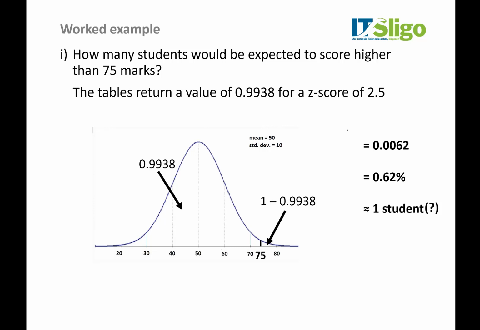So that's the answer to the first one. How many students would be expected to score higher than 75 marks? Really, actually, this answer here, I shouldn't really have the percentage in there. It is correct in its own way, but not in the context of this. It would be 0.62 of a student would be expected to score more than 75 marks. So that's why I have the question mark. Is that one student? Maybe. If we round up, it is.